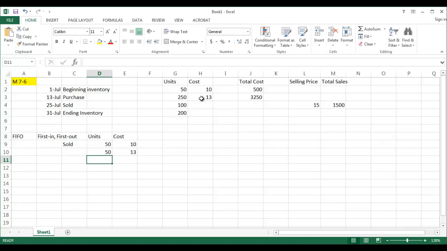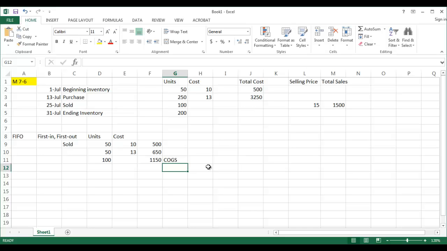Okay, so our total sold units here, 100. Total cost, we can figure that out pretty quick. 50 times 10, the oldest, plus the 50 times 13, the second oldest. And we'll just add those together, 500 plus 650. So our cost of goods sold for July is $1,150 under FIFO.